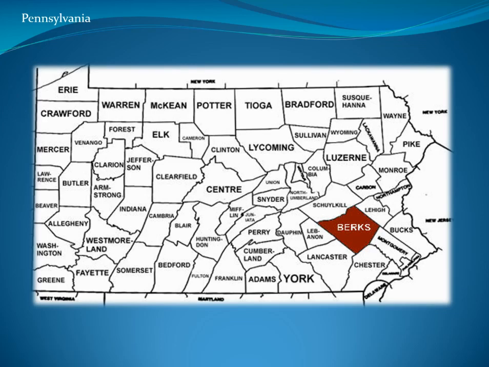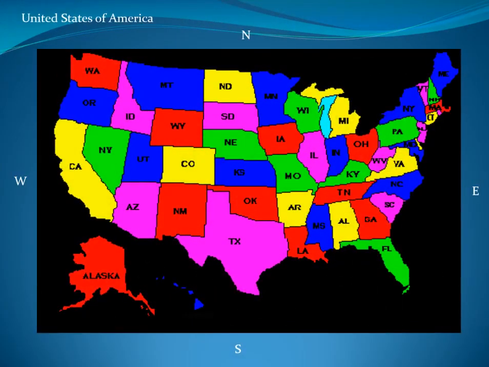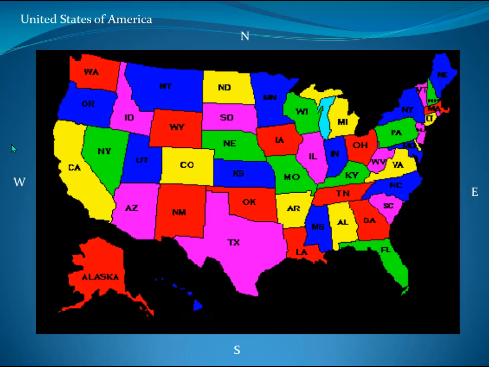Now that we know about our state, which is Pennsylvania, and we have looked at the surrounding states, let's zoom out and look at our country, the United States of America. The United States of America is a country. A country is a collection of states that share a government and work together as a nation. The government leader of the United States is called the President.